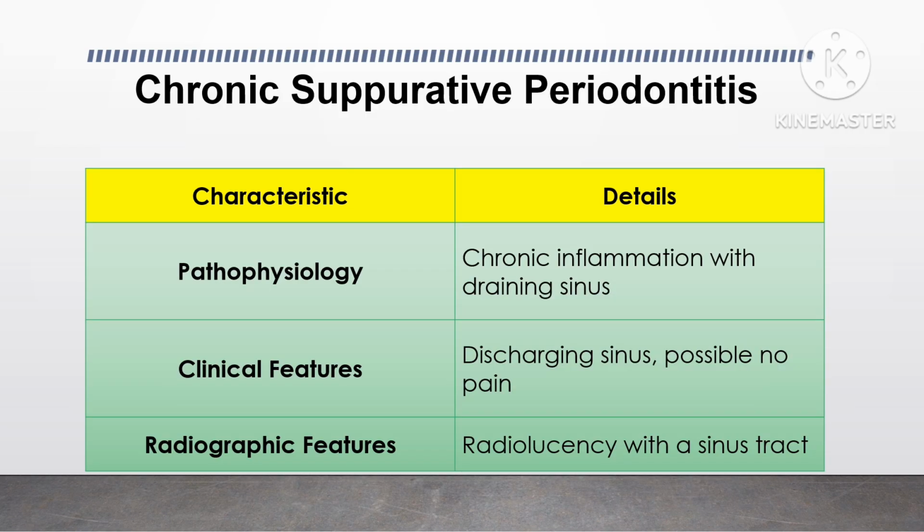Chronic suppurative periodontitis is characterized by chronic inflammation in the periodontal tissues.